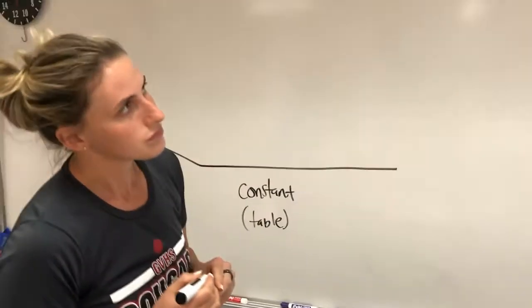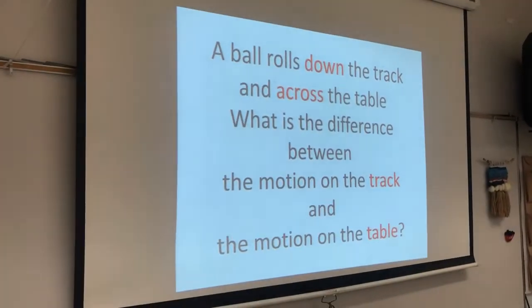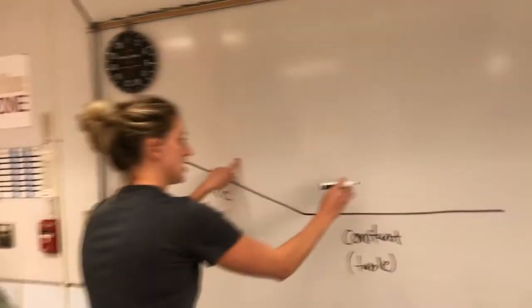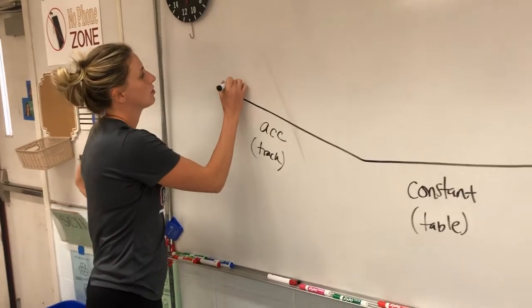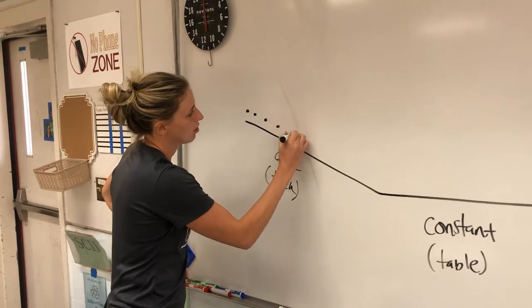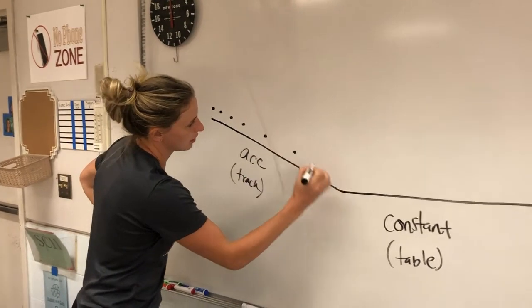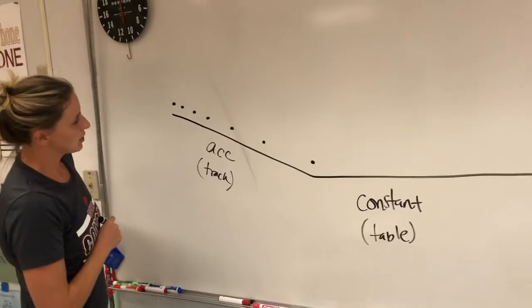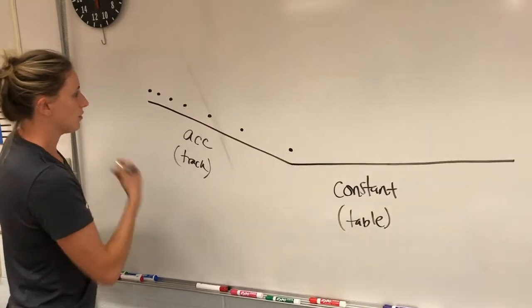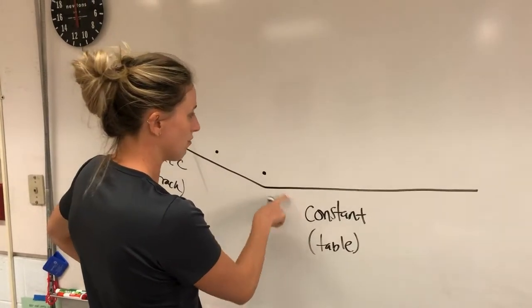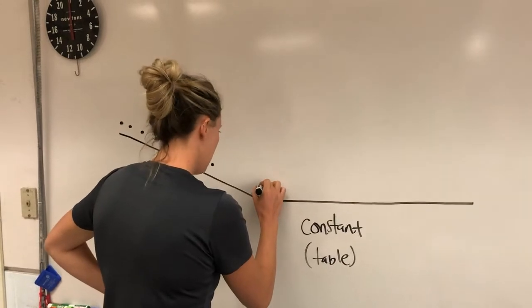Okay. So a ball rolls down the track and across the table. What is the difference between the motion on the track and the motion on the table? If you look back at your motion diagram, you should have drawn something like this. And these are getting further and further apart. Why is that? They're speeding up, right? We're accelerating down the track. Our velocity is speeding up down the track. Now, how is that going to be different than what we have here? Well, it can't go down anymore. It definitely can't.